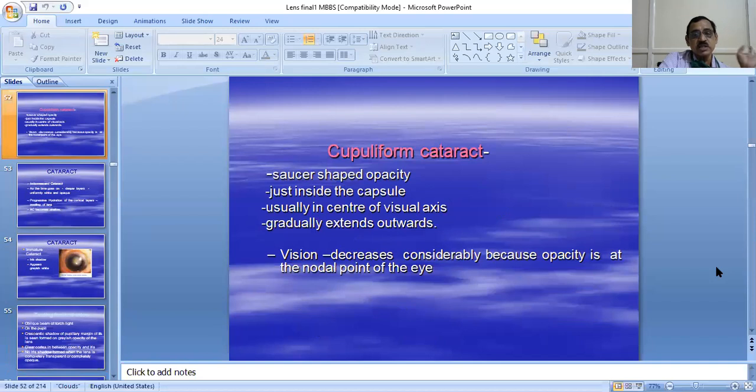Pupilliform cataract is a saucer-shaped opacity. It is just inside the capsule, usually in the center of the visual axis at the nodal point. It gradually extends outwards to cause complete opacity of the lens. The vision decreases considerably right from the early stage because the opacity is at the nodal point.